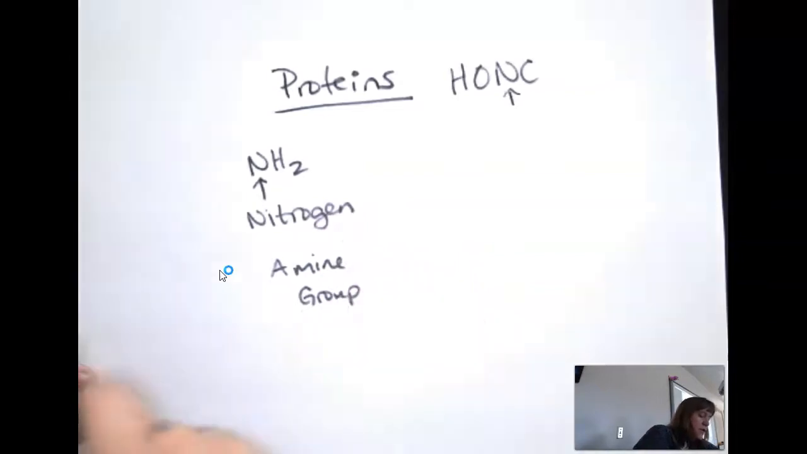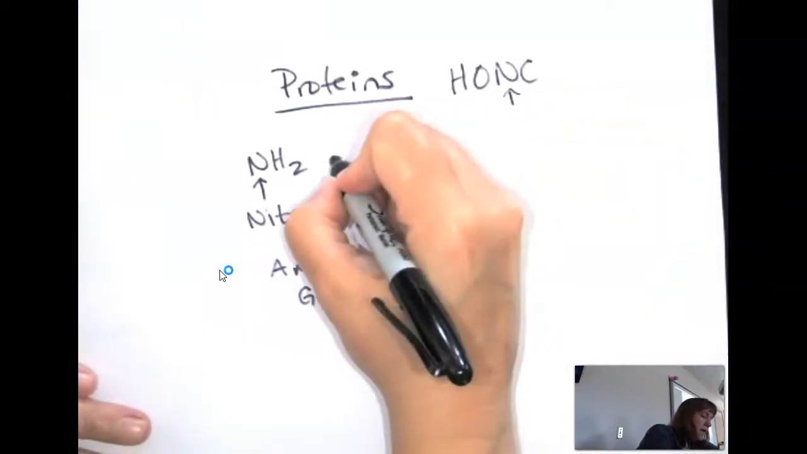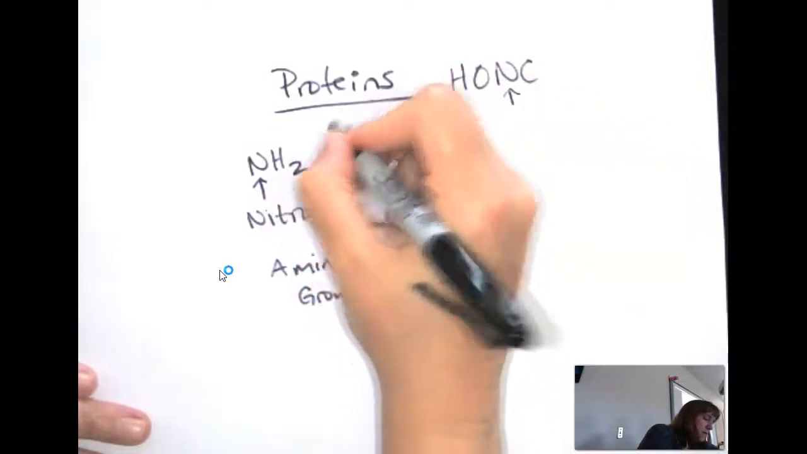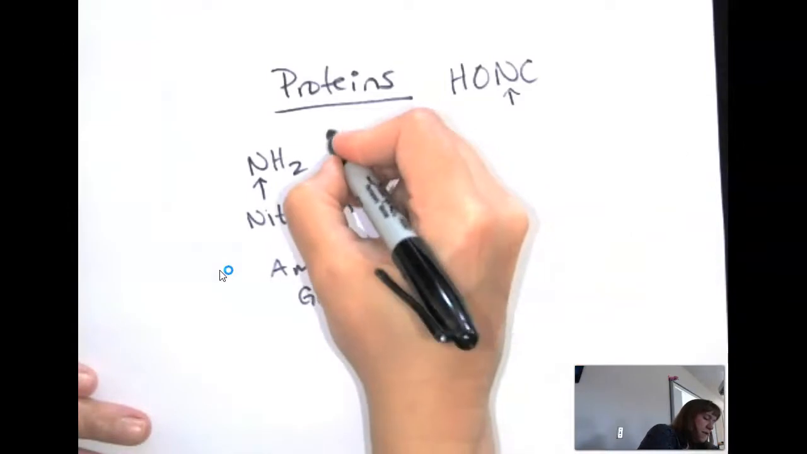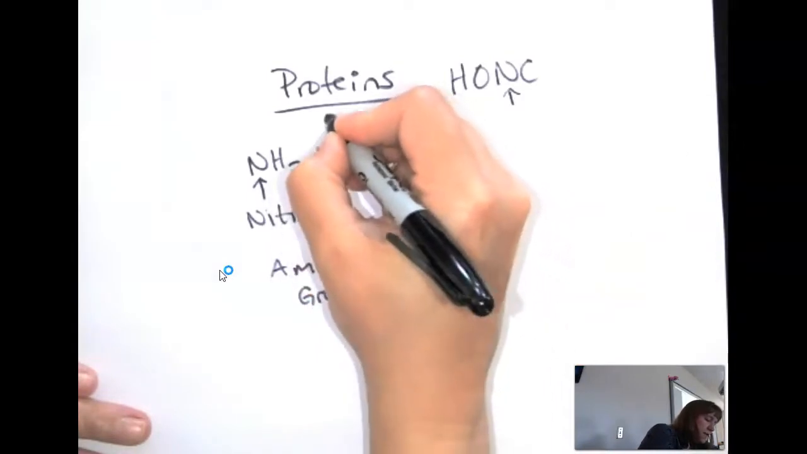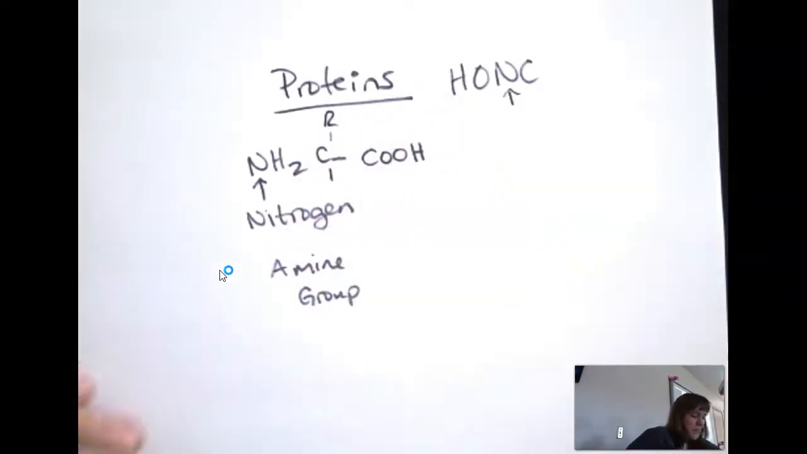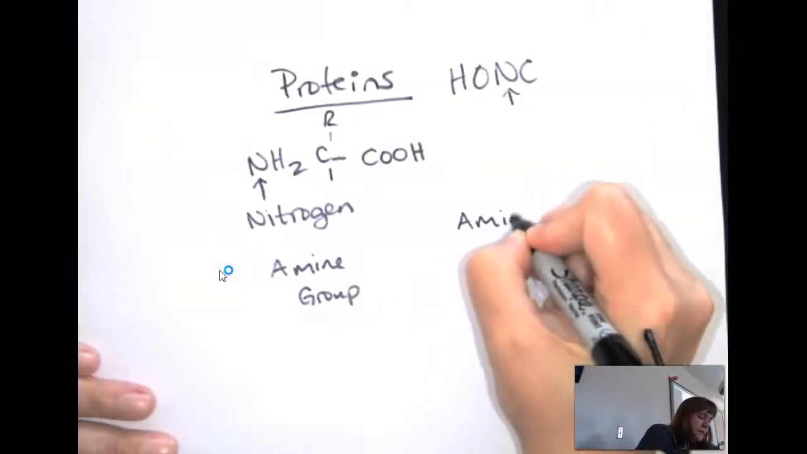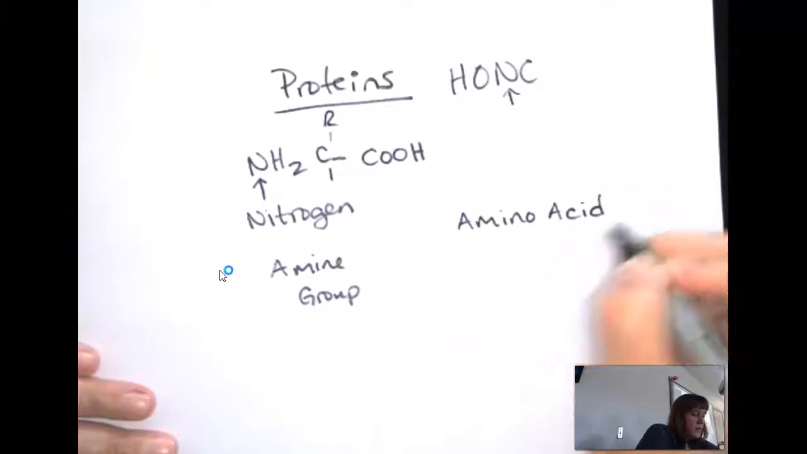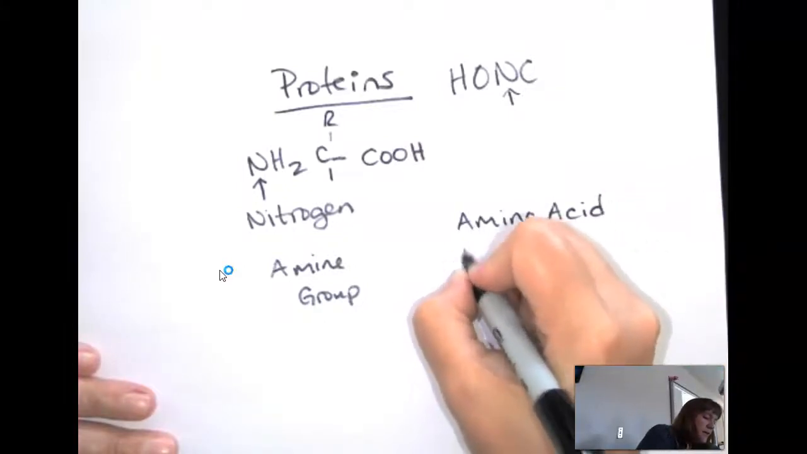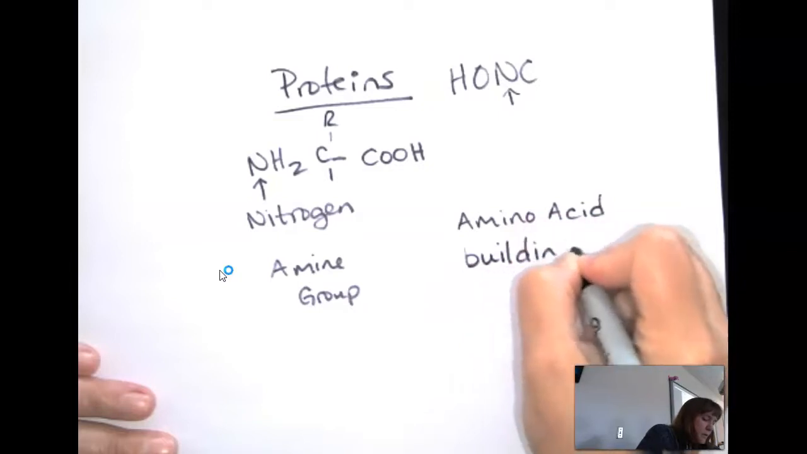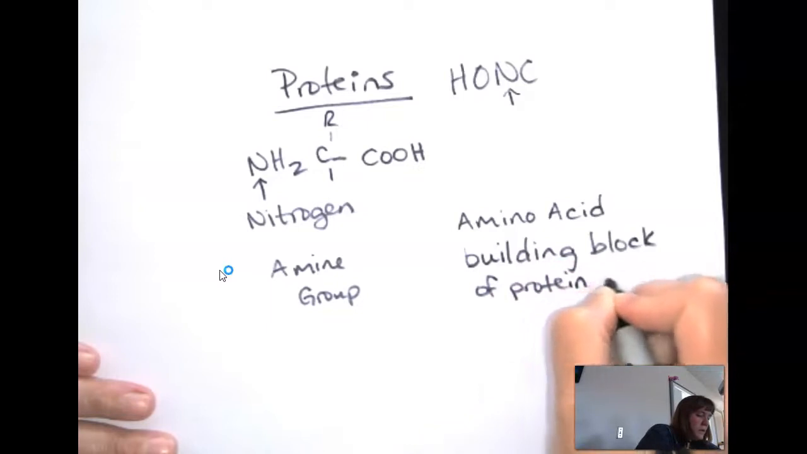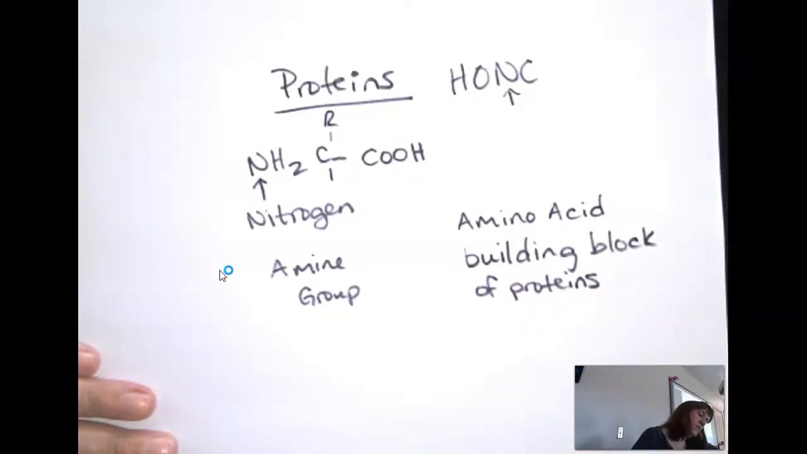And so that is our functional group. And when we connect that with a carboxyl group, and there's a carbon in here with some other stuff attached to it, this is the amino acid. So an amino acid is the building block of proteins.